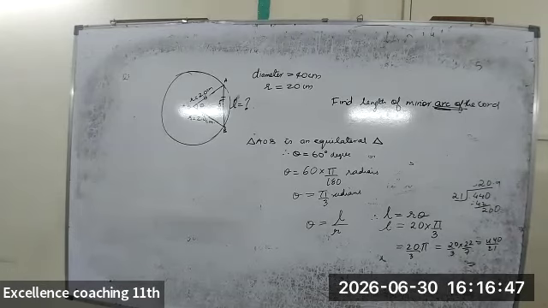So it comes to something like 20.9. This also will be in terms of centimeter. Don't forget to write the unit. This is the arc length.